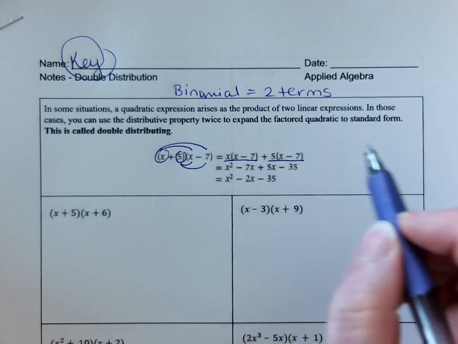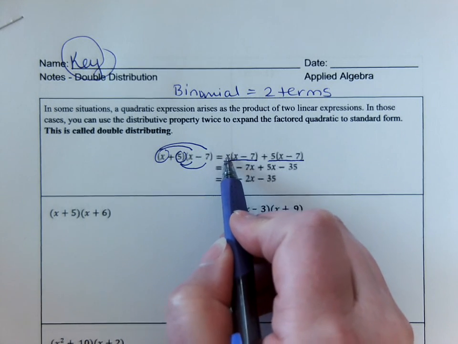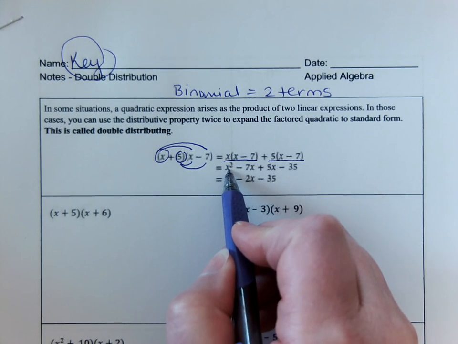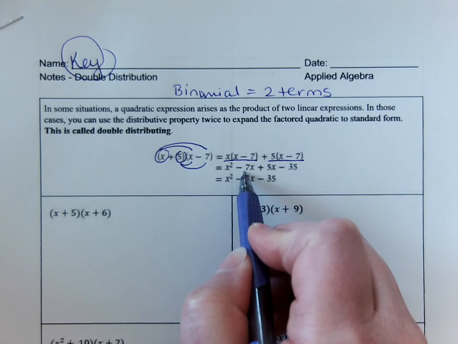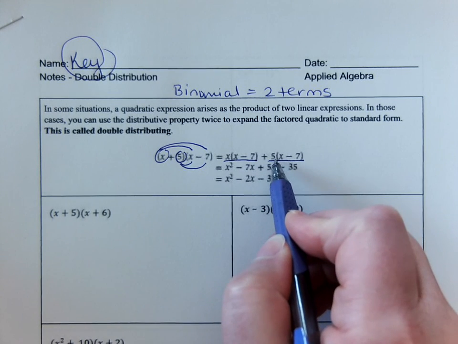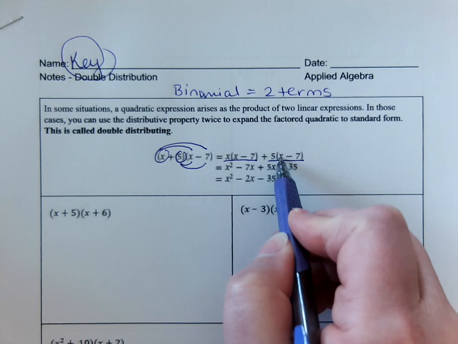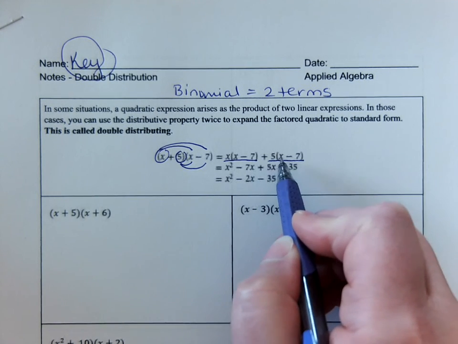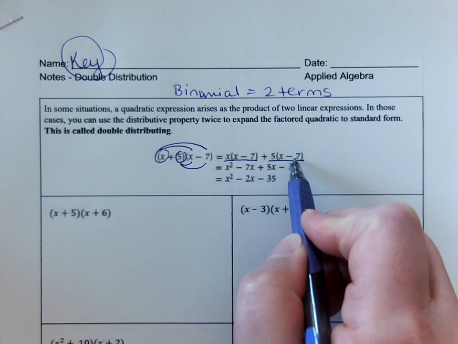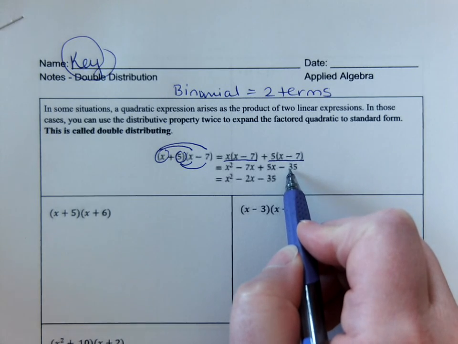So what that looks like is x times x is x squared. X times negative 7 is negative 7x. And then distributing the 5, 5 times x is 5x. Make sure you have the plus sign there. And then 5 times negative 7 is negative 35.